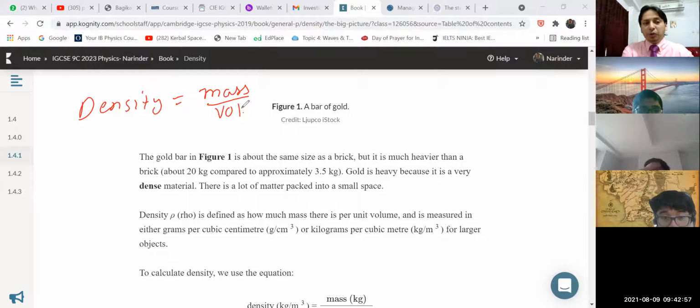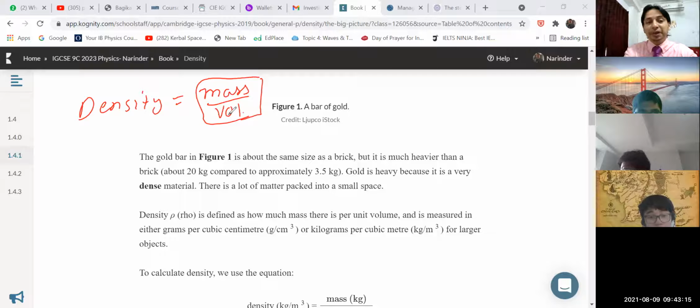So to understand the meaning of density, you should focus on this equation: density is mass divided by volume. Initially, I asked you one question: why does the wood float but the stone sink in water, even though they are the same kind of material? The reason is mass divided by volume.